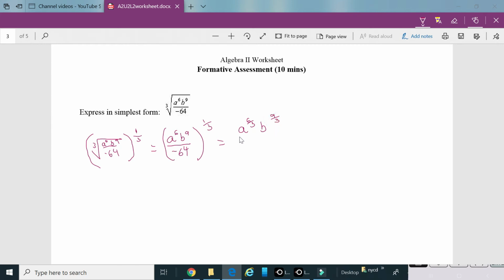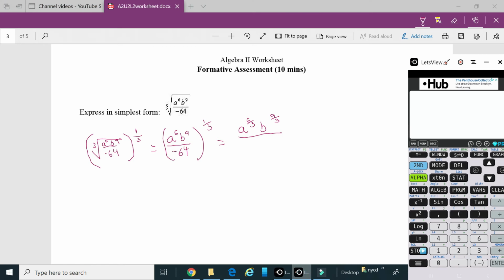Now be careful of this right here. This is why I'm going to use a calculator. Now 1/3, what that means, what number that you multiply 3 times to give you that negative 64. So I'm going to pull up the calculator here. And then I'm going to put negative 64. And then I'm going to hit that arrow up here.